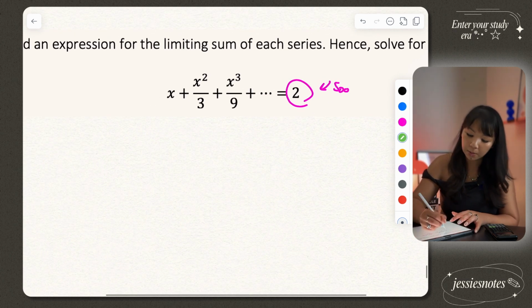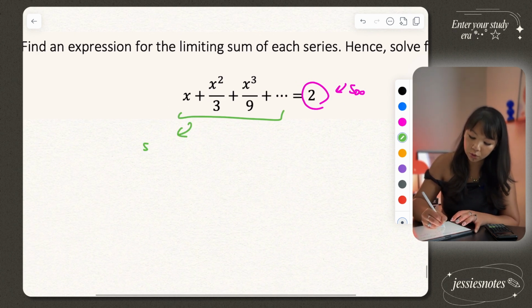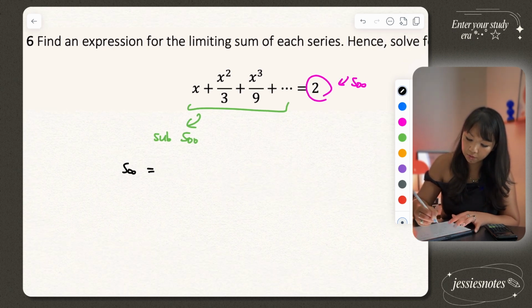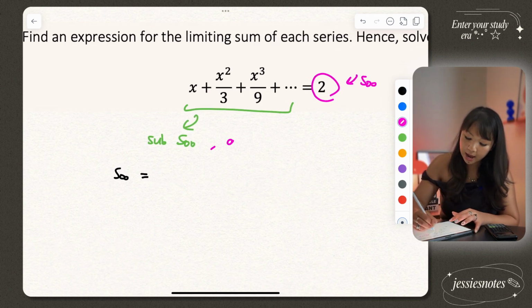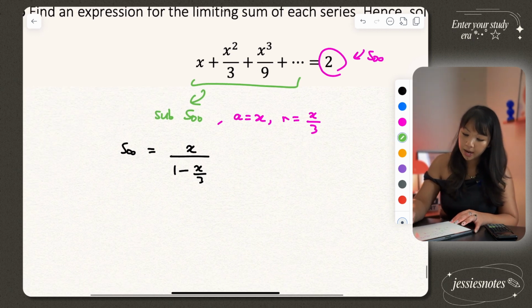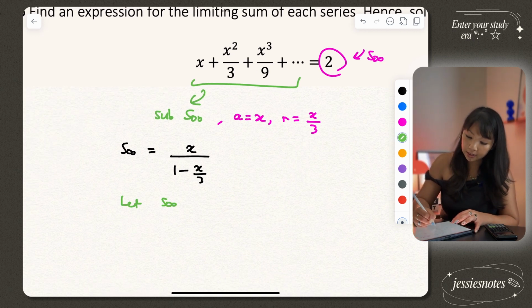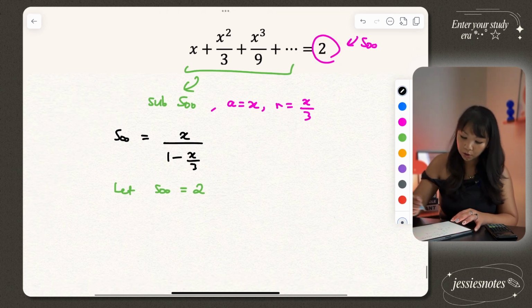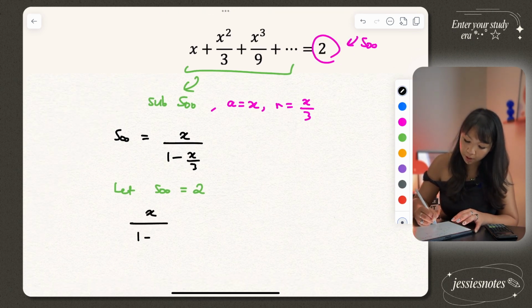So what I'm going to do is substitute all this stuff into the limiting sum formula. So you get S of infinity is equal to a over 1 minus r, where a is equal to x, and r is equal to x on 3. Now we're going to let the limiting sum equal the right-hand side, which is 2. So if we plug that in, we get x over 1 minus x on 3 equals 2.